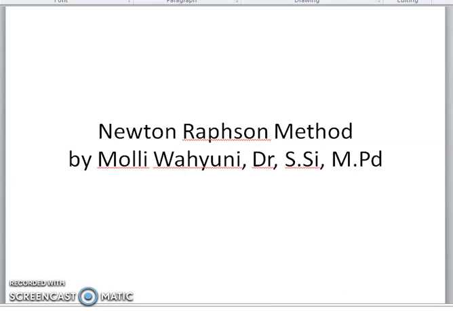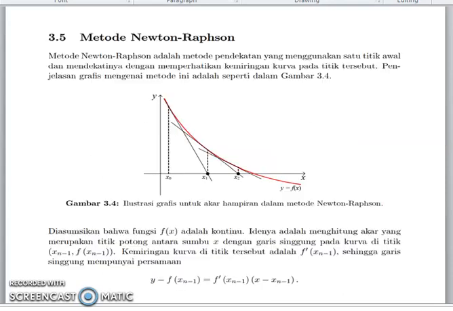Now we have a new topic. We will discuss the Newton-Raphson method. The Newton-Raphson method is an approximation method that uses one starting point and approaches the root by paying attention to the slope of the curve at that point. A graphic explanation of this method is shown as follows.